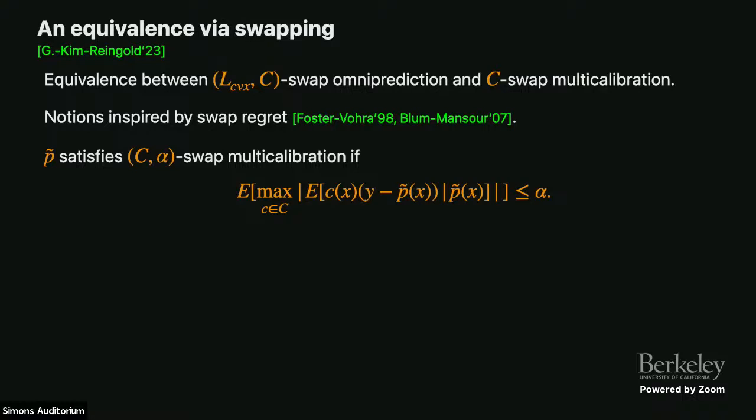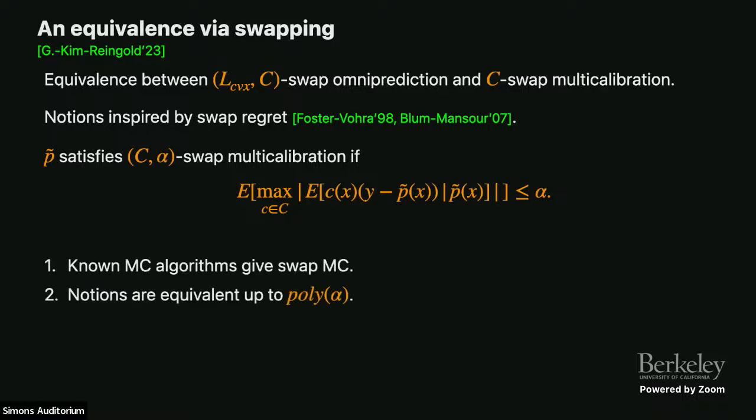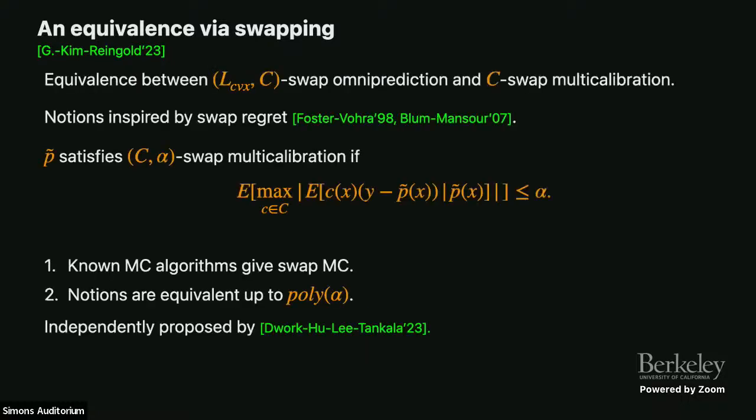Now you're looking at this and saying, oh, this is just some technical modification to the definition, and you'd be exactly right. That is what it is. All the known algorithms that we know actually give you swap multi-calibration, right? Because this is how they work. You condition on a particular value, you make sure there's no correlation. Moreover, even if this were not the case, the two notions are equivalent up to polynomial in alpha factors. When alpha equals zero, they are identical. So for all practical purposes, we can consider these two notions to be identical, right? You'll hear more about this in Rachel's talk later in this workshop.